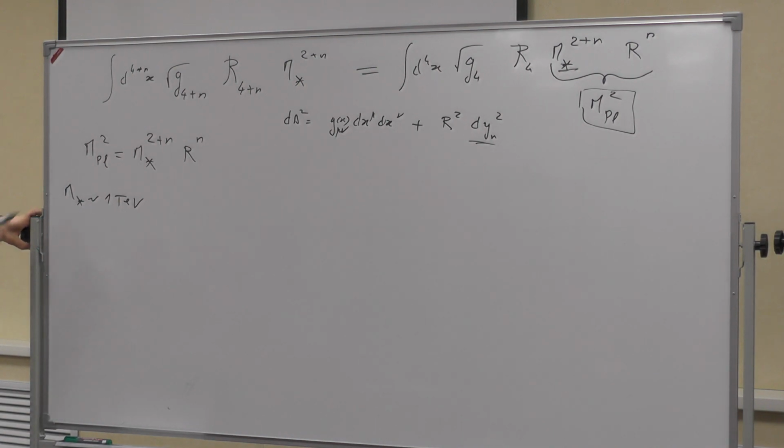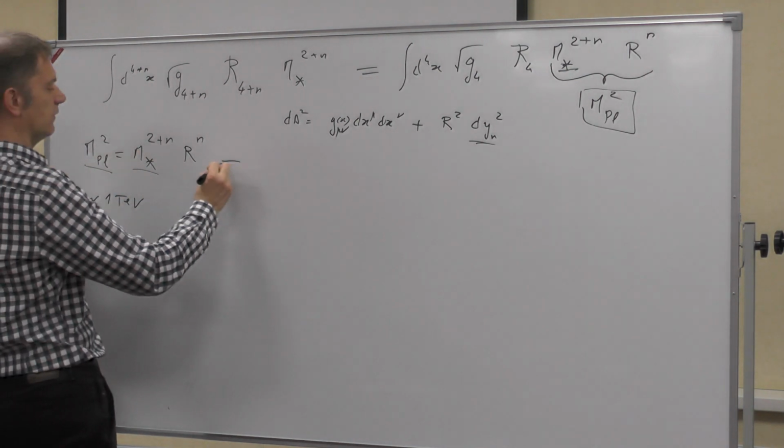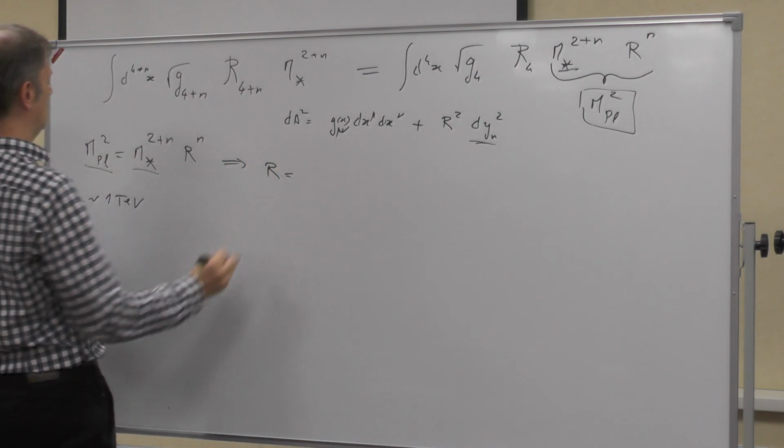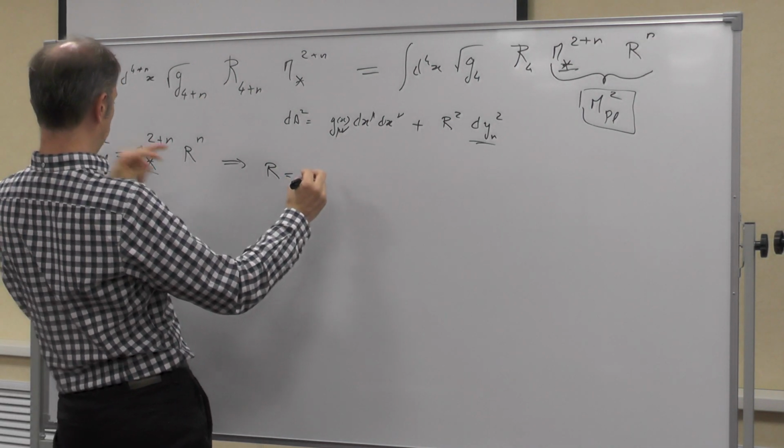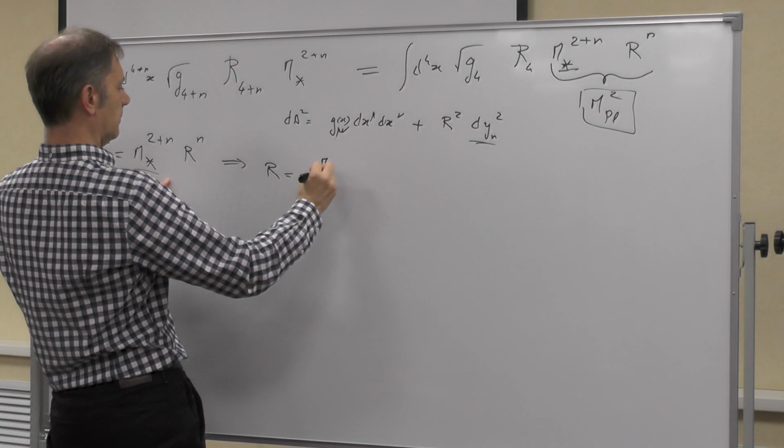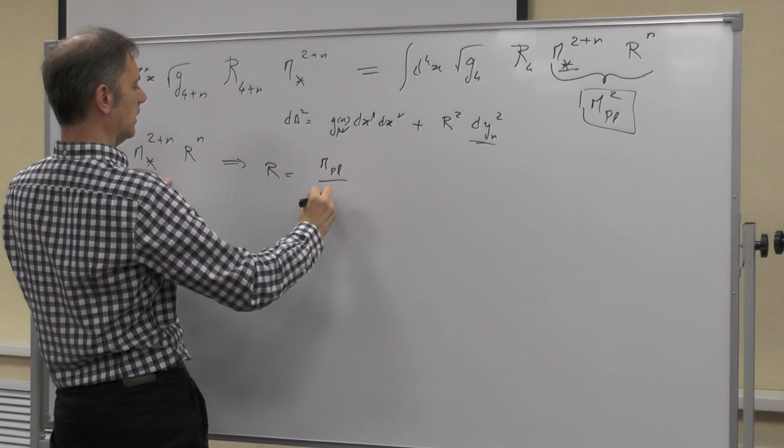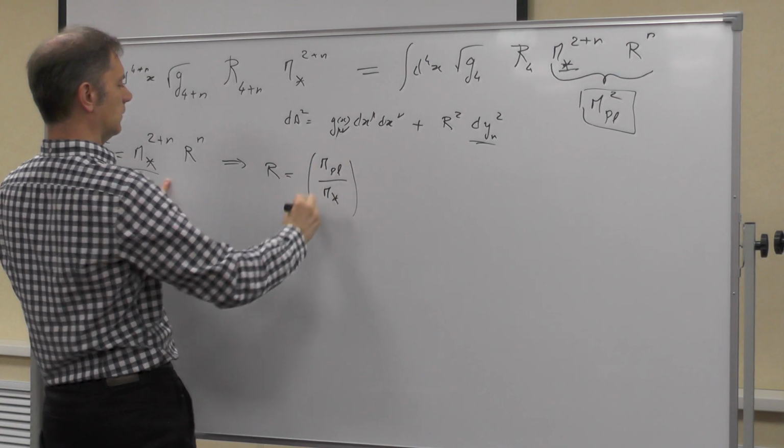So now you have everything. You know M Planck in four dimensions. You try to really push M star to 1 TeV, and the only thing that you're asking yourself is what is the value of the size of this extra dimension. So here you can solve it. Right? Simply R is equal to M Planck over M star.